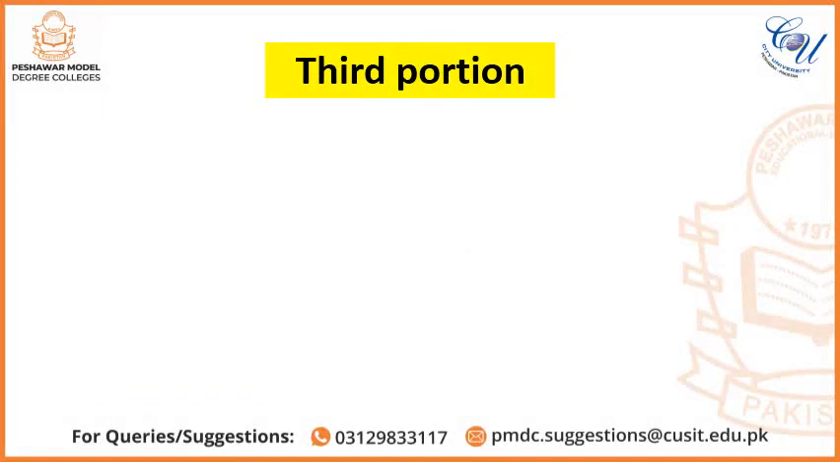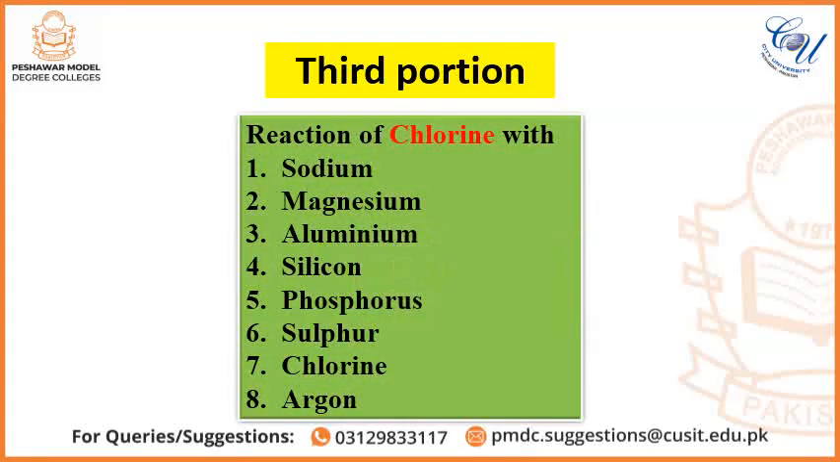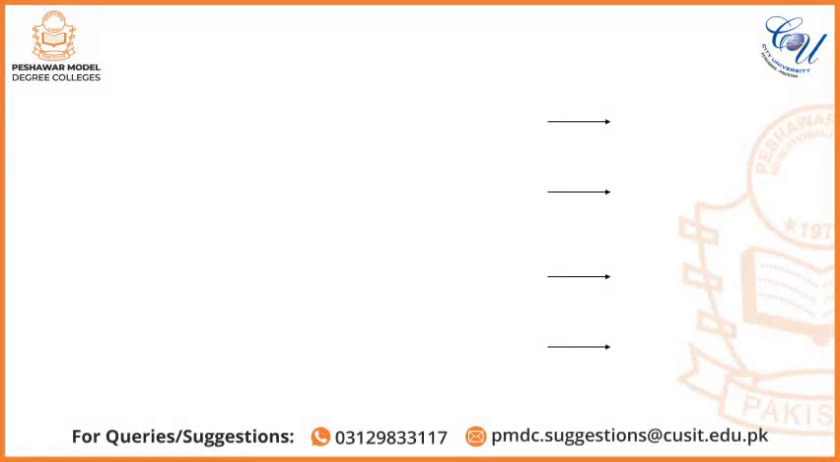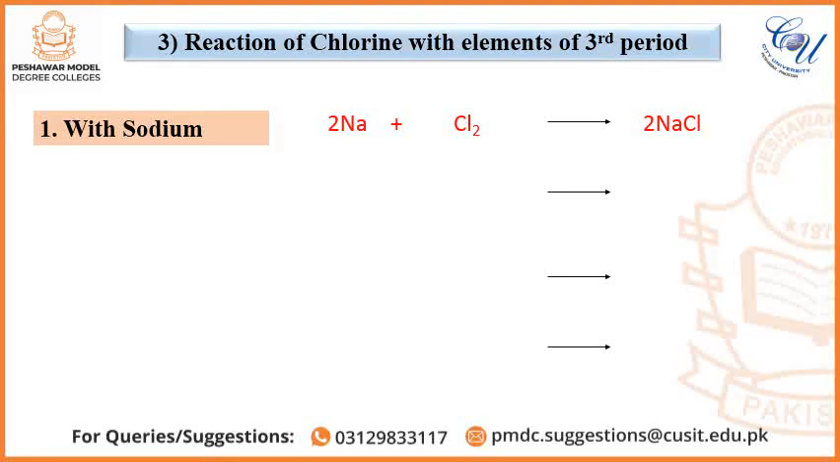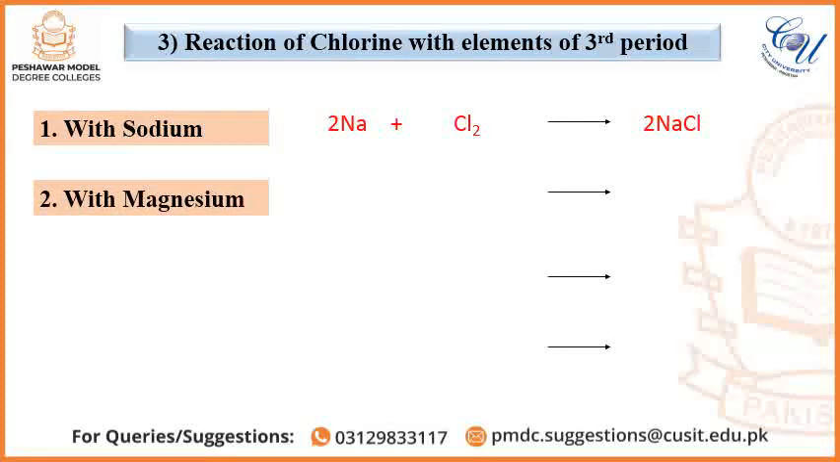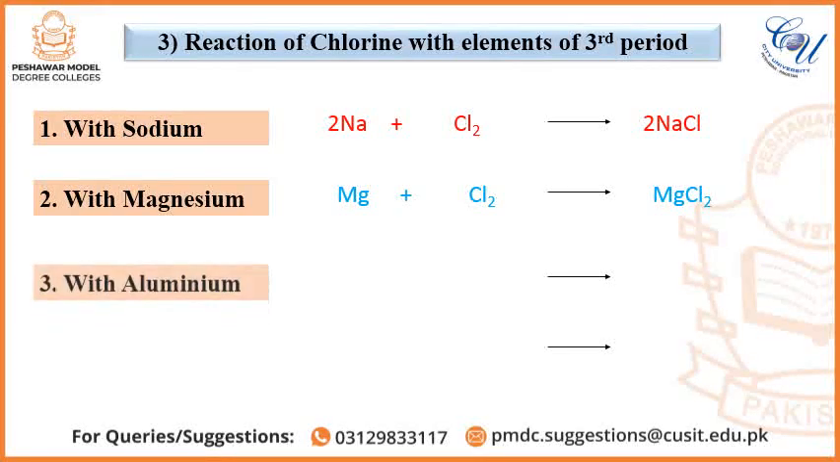And in the third portion, we will discuss the reaction of chlorine with each and every member of the third period. First, we will study the reaction of chlorine with sodium. It produces sodium chloride. When chlorine is allowed to react with magnesium, it produces magnesium chloride.